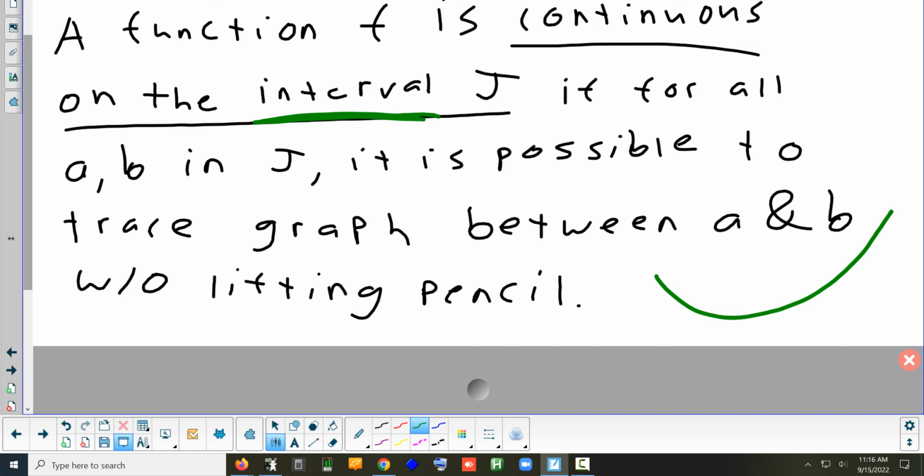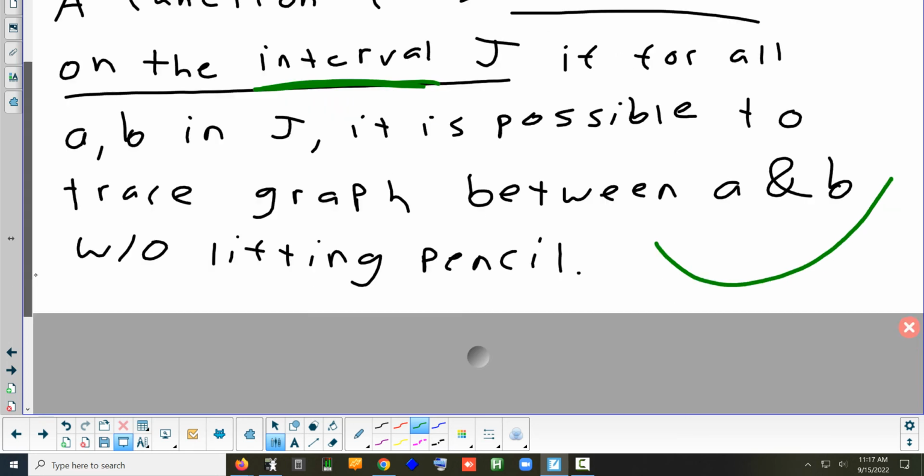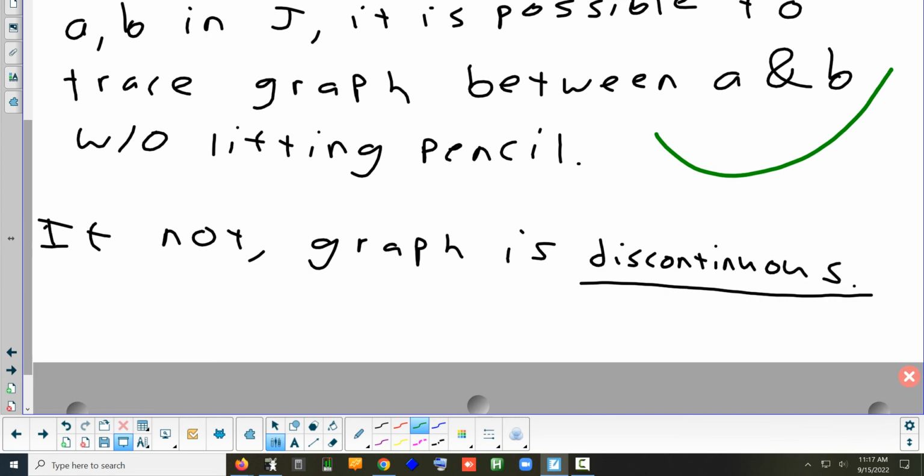So it is continuous if you don't have to lift your pencil? Yes. Once you lift your pencil, that's discontinuous. That means you have some kind of break in your graph, usually caused by a problem in the domain. That could be a divide by 0, like I showed you. If you can't trace it, then your graph is discontinuous.